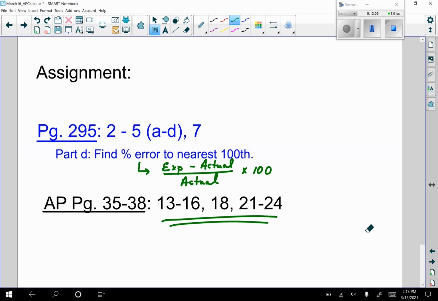Then some more AP practice problems for you. All right, just let me know if you guys have any questions.